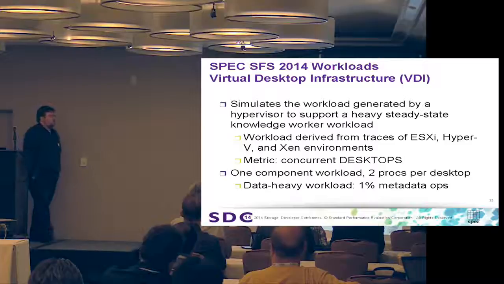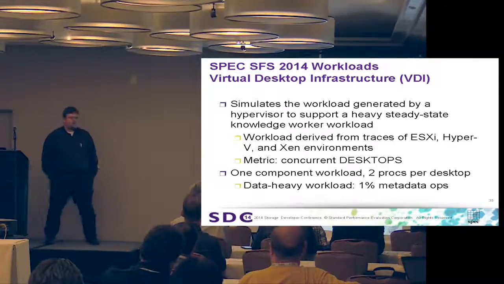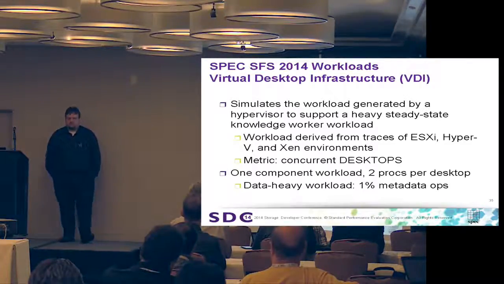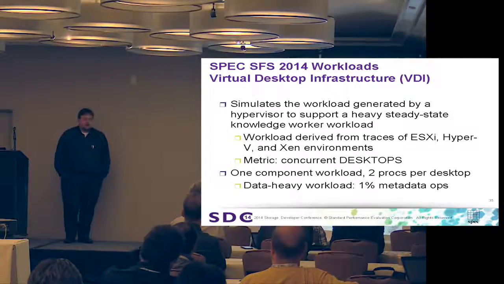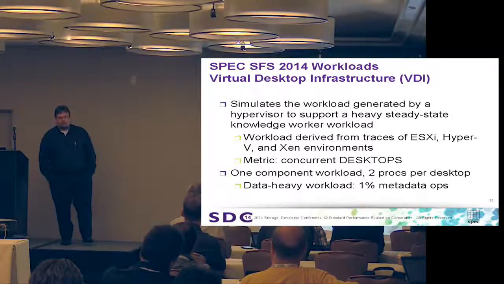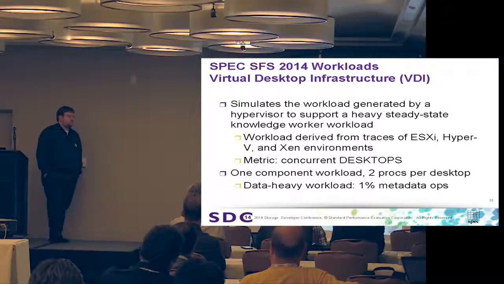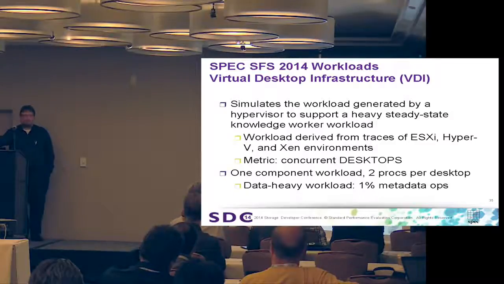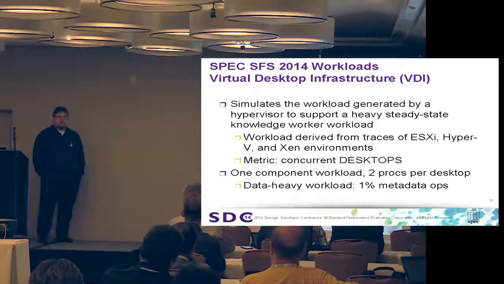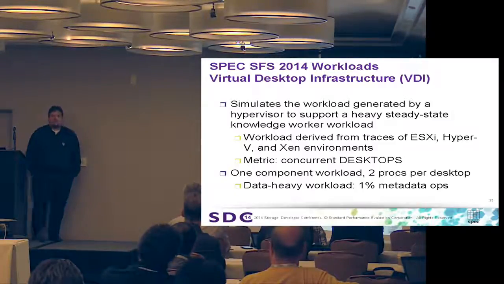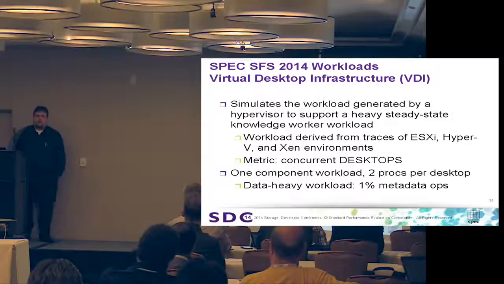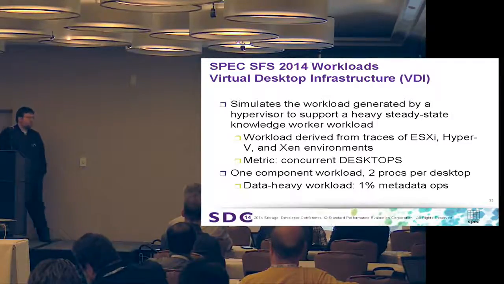So the next workload is virtual desktop infrastructure. I had to actually look up what VDI meant because we've been just saying VDI for so long. It simulates the workload generated by a hypervisor to support a heavy steady-state knowledge worker. It's derived, like Spencer said, from traces from Hyper-V, ESXi, and Xen environments. And it's measured in concurrent desktops. This has just one component workload, like I said, with 2 threads per desktop.